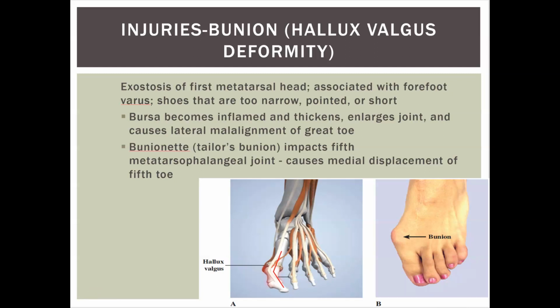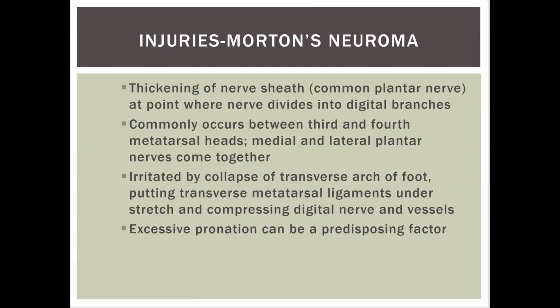Okay, Morton's neuroma. Morton's neuroma is a thickening of the nerve sheath, specifically the plantar nerve, where it divides into the digital branches. Stereotypically, it happens between the third and fourth metatarsal heads, where the medial and lateral plantar nerves come together, and the transverse arch of the foot is collapsed.